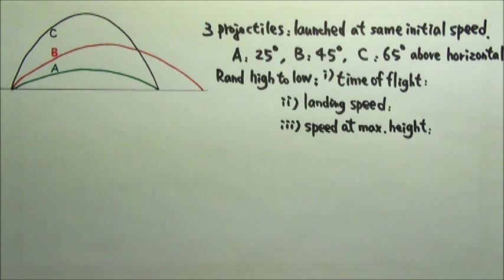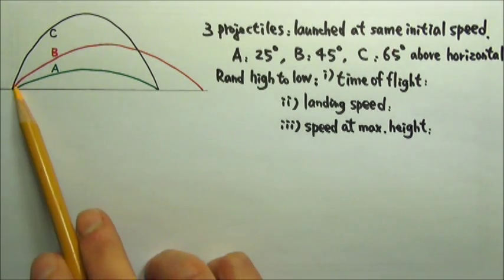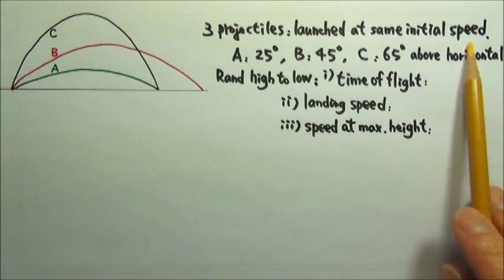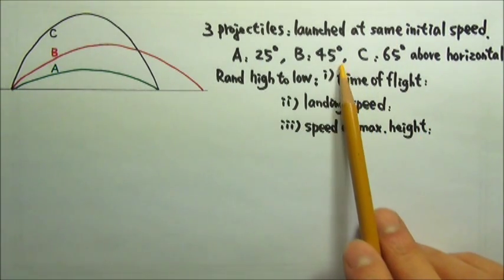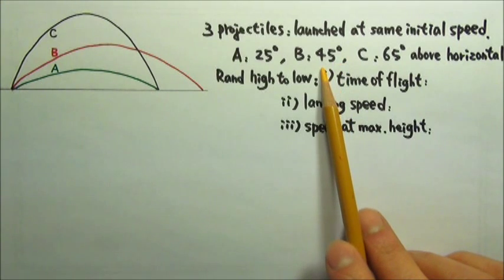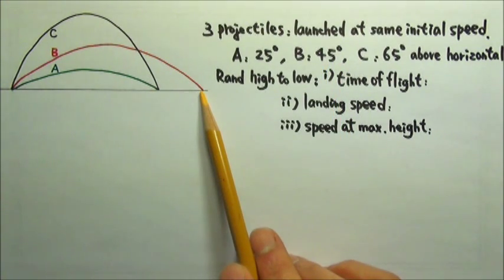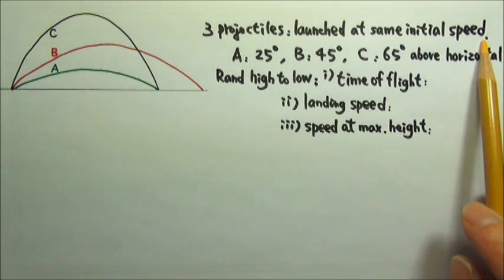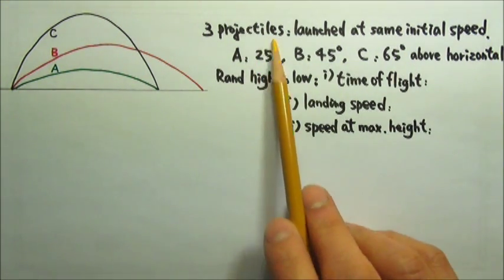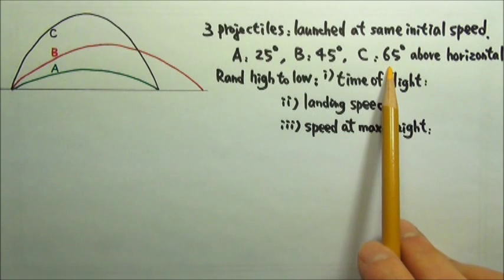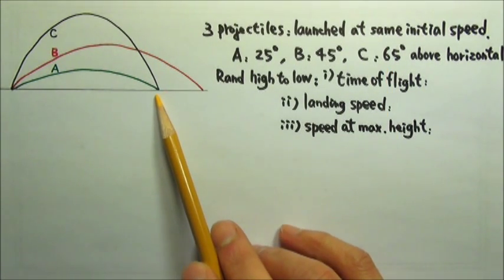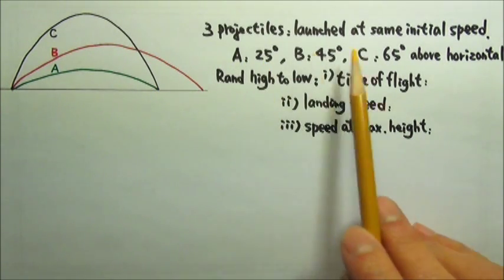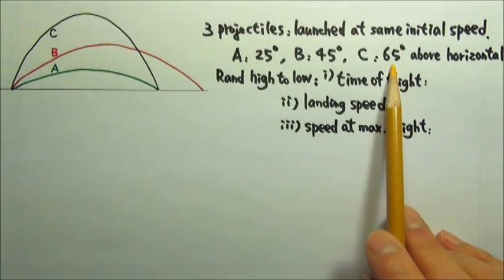In Kinematics 19, the water demo video lesson, we learned that on level terrain, at the same initial speed, a projectile launched at 45 degrees above the horizontal will land the farthest. And at the same initial speed, projectiles launched at 25 and 65 degrees above the horizontal will land equal distance away. They will land equal distance away if the angles add up to be 90 degrees.